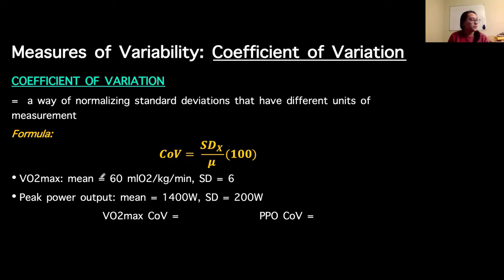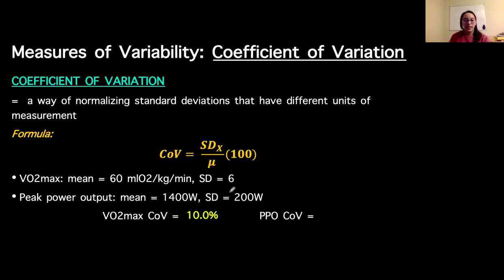We calculate the mean and standard deviation for each of our samples, or sample, because you could have collected this data from a single sample, right? But we can do 6 divided by 60, right? And that would give us a coefficient of variation of 10% for our VO2 max.